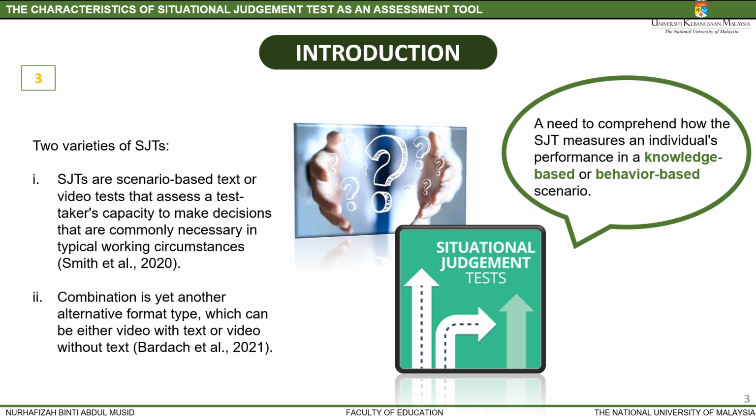This indicates a need to comprehend how the SJT measures an individual's performance in a knowledge-based or behavior-based scenario. For example, SJT may be used to evaluate applicants' behavior during the application process. The SJT may also be used to assess a candidate's skills when they submit an application to attend any college to pursue their studies.